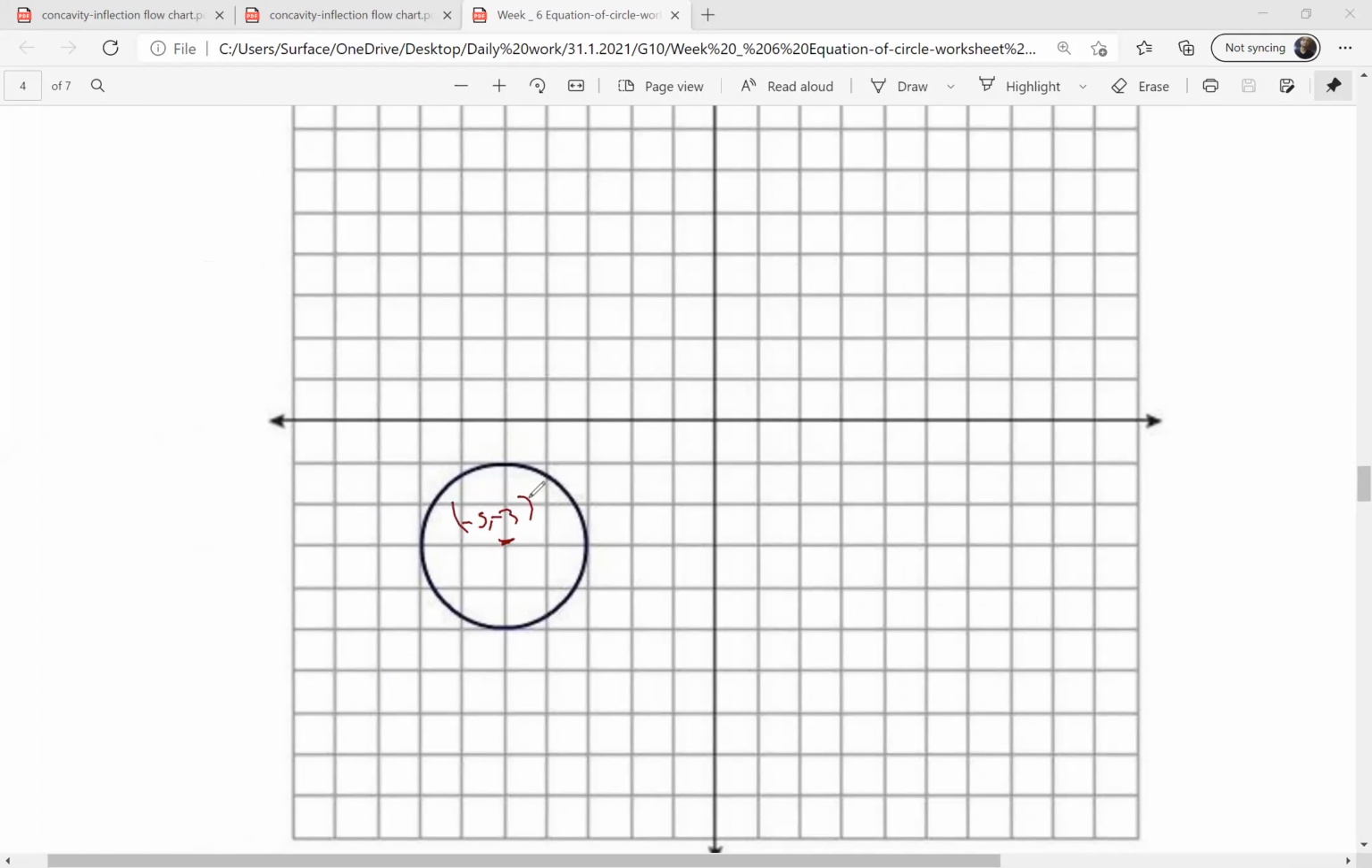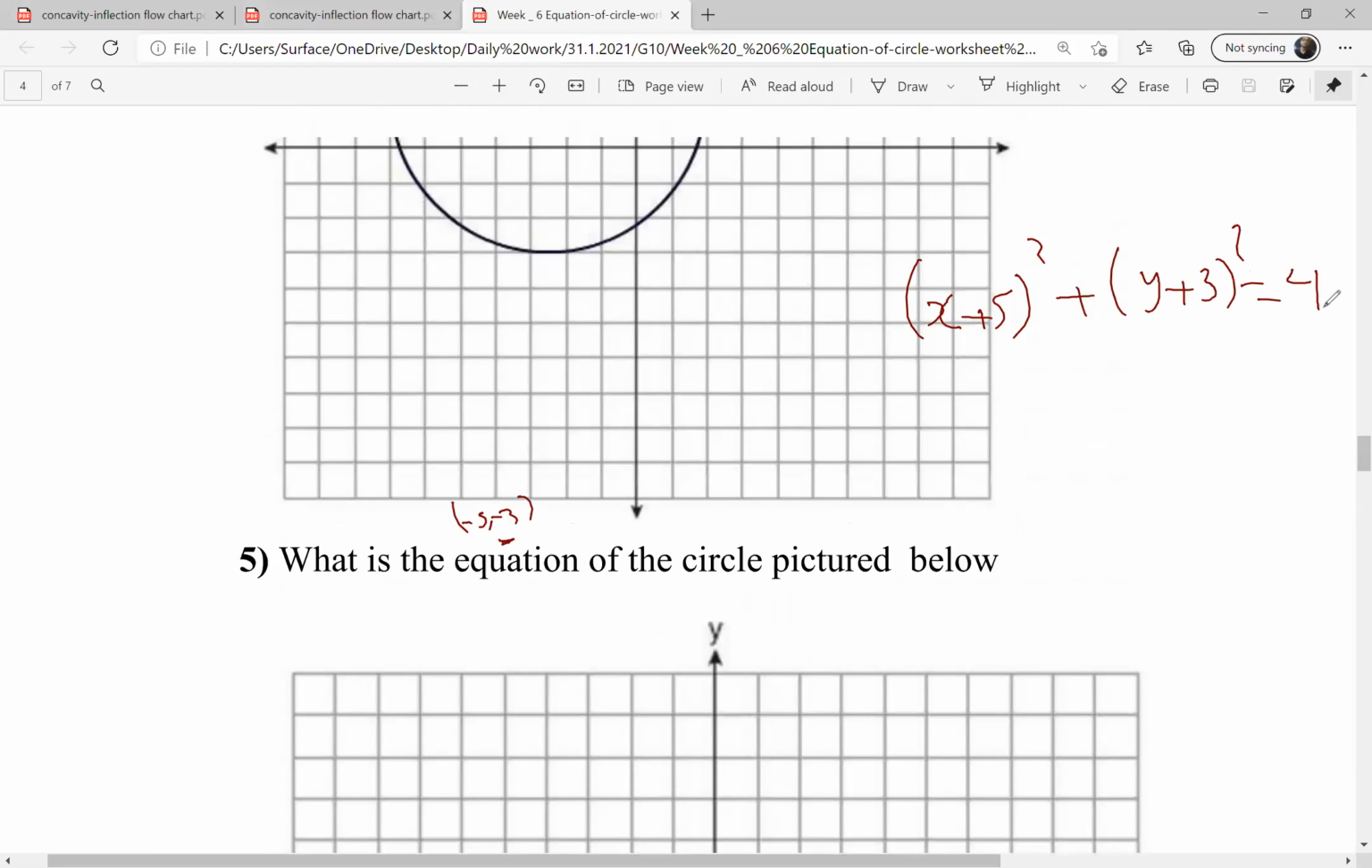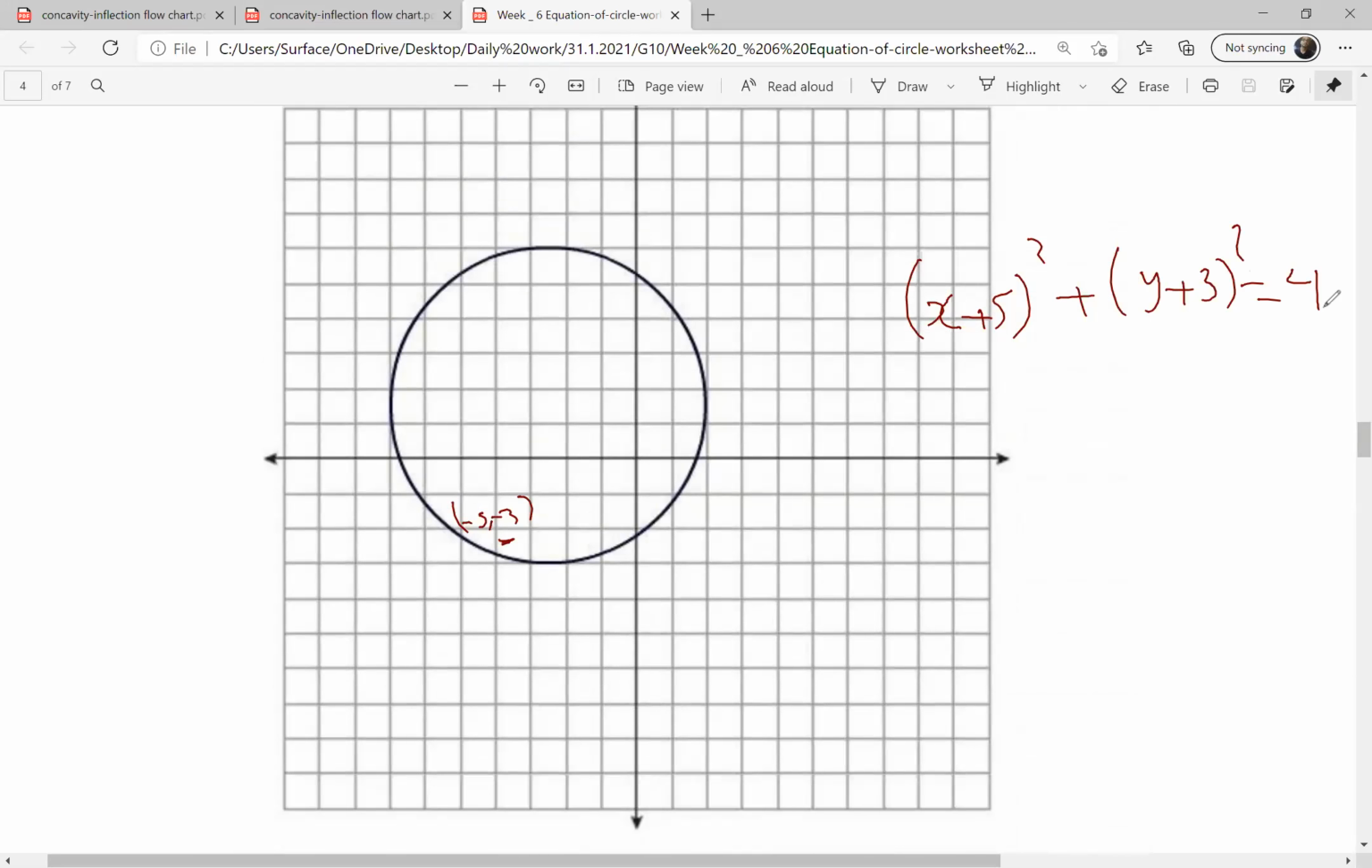The center is negative 5 and negative 3. Then the equation will be (x plus 5) squared plus (y plus 3) squared equals 4. What about the radius? 2 squared is 4. Yes. Who can solve the first one? The second. Okay, Mina, good. Number 4. Who can... Mister, the first one comes out as a decimal.